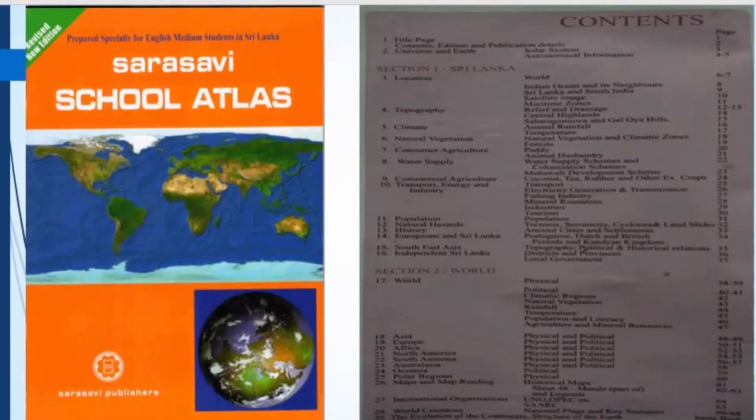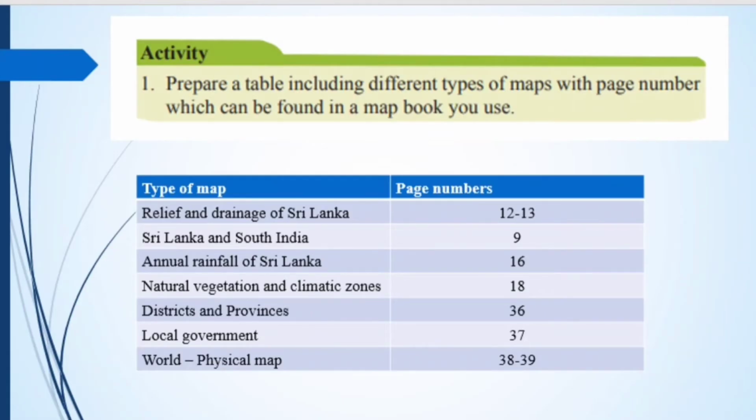This is the map book that I use for my students, the Sarasavi School Atlas. In the content page, there are two sections. Section 1 for Sri Lankan maps. Section 2 for world maps. In the content page, you will find the theme and the page number. In the next activity, you have to prepare a table including different types of maps with page numbers which can be found in the map book you use.